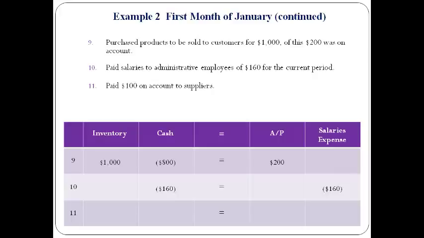Paid $100 on accounts to suppliers. So, were goods and services provided to the customer? No. Was a service received by the company? No. Did the company receive assets? No. Was cash used to repay a liability? Yes. So cash is decreased and accounts payable is lower.